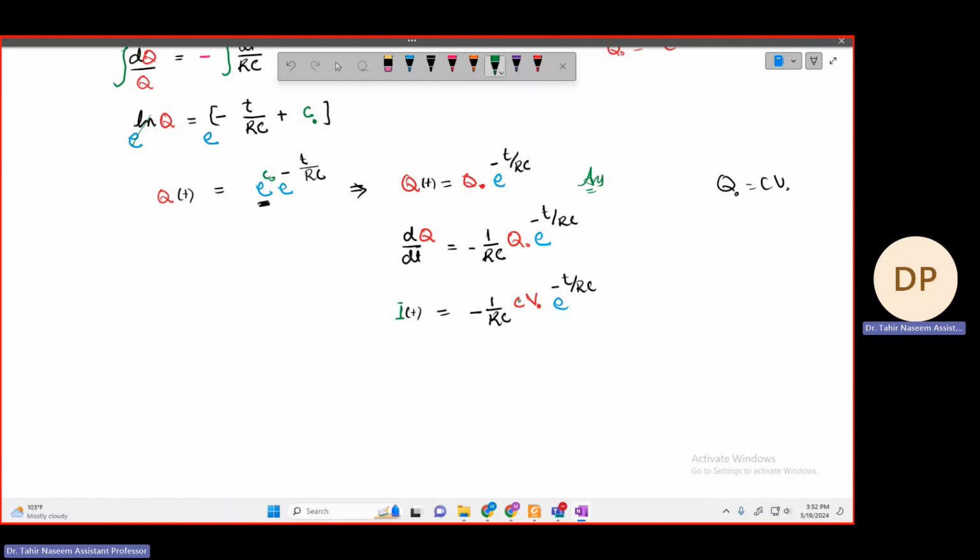Okay, what cancels? C cancels with C, and finally we have the answer. I as a function of time is equal to minus V naught over R, exponential of -t/RC, where we can also write RC as the time constant tau. So I can write this as -t/tau, right? So this is our current as a function of time in our circuit. So this is the answer.